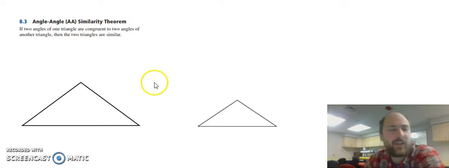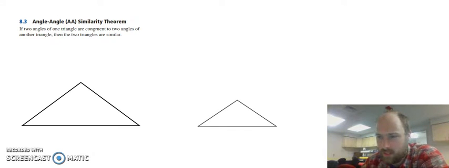What's up, everybody? I'm sure you're crazy excited to learn about all of these triangle similarity theorems, so let's get right to it. Here we go.